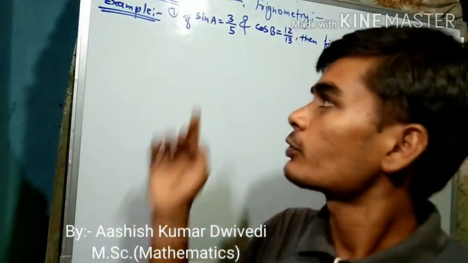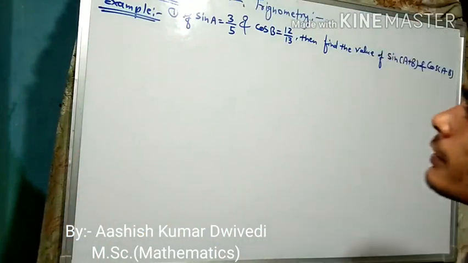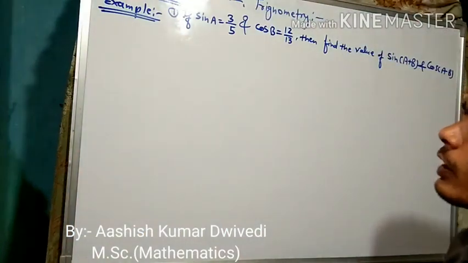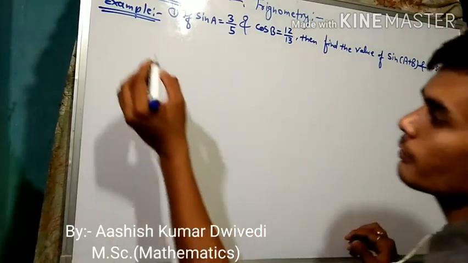In this video we will solve this question. See on the board. If sin A equals 3 by 5 and cos B equals 12 by 13, then find the value of sin(A+B) and cos(A-B). Okay, let us solve.